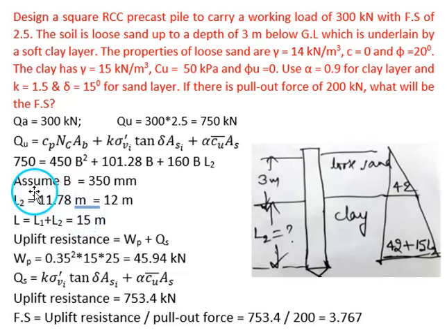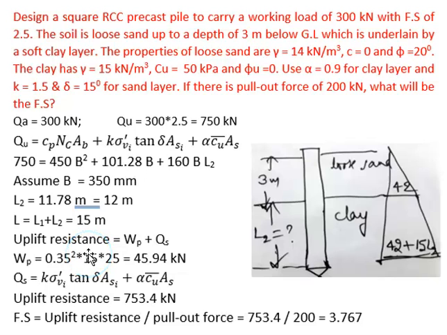Then we have to assume any one parameter, because there are two unknowns and only one equation. We have to assume any one dimension. So if we assume the width of the pile as 350 millimeter, then we will get the L2 value as 12 meter. Then we can calculate the total length, which is equal to L1 plus L2, where L1 is 3 meter.